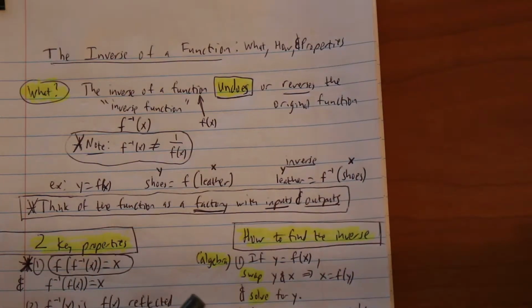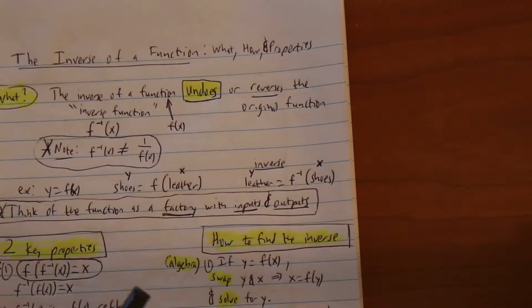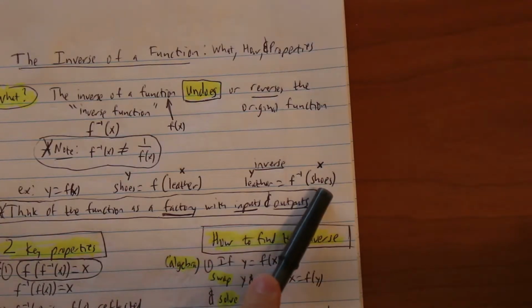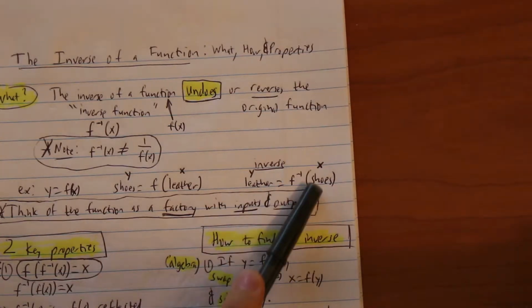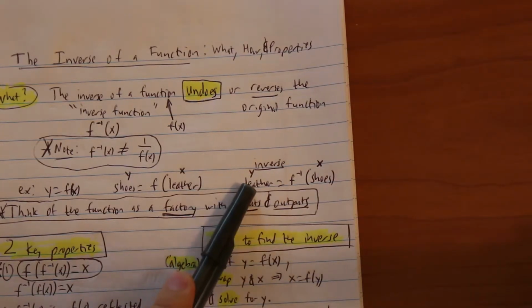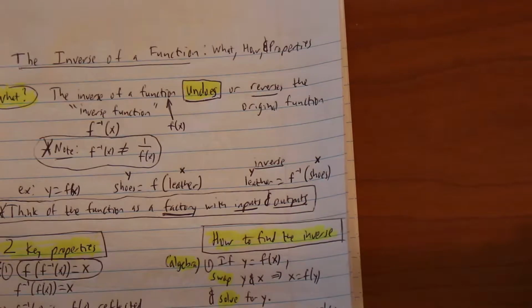Now, what is the inverse? The inverse would be the reverse of that. You put in shoes and somehow you want to get leather. So now your x is the shoes and your y is the leather. Hopefully that makes sense. It's really, literally doing the reverse.